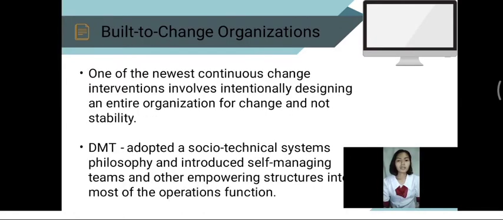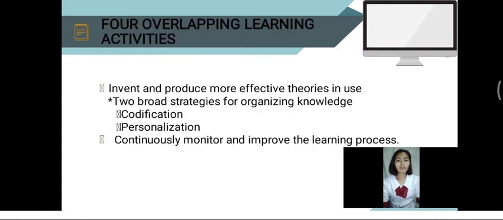Attend to the knowledge management practices that support learning. The organization learning application process must attend to the system for generating, organizing, and distributing knowledge. Continuously improve and monitor the learning process. Assessing the organization learning strategy, organizational structure, processes, and continuous monitoring will help to generate a positive outcome that will help organizational learning. The next topic would be build to change organizations, which will be discussed by the next presenter.